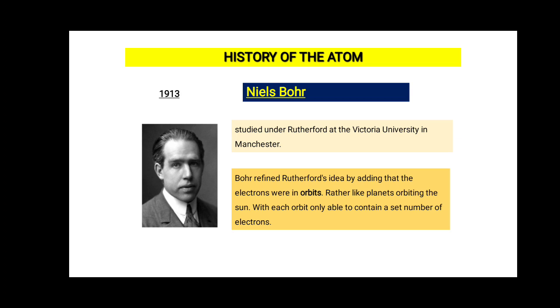Actually, Rutherford says electrons in orbit are like planets around the sun, but Bohr refined Rutherford's idea by adding that the electrons were in orbit rather like planets orbiting the sun, with each orbit only able to contain a set number of electrons. Niels Bohr is a Danish scientist.